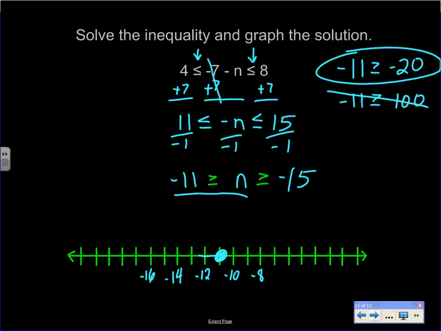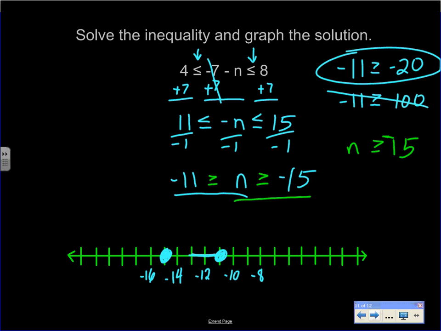So I know this is an and problem, so I'm not going to get too carried away with my arrow here. Let's do the second one. n is greater than or equal to negative 15. Open or closed circle at negative 15? I believe it's going to be closed because it has that or equal to part.